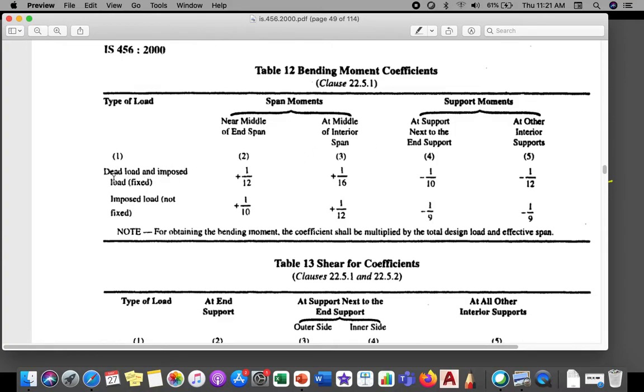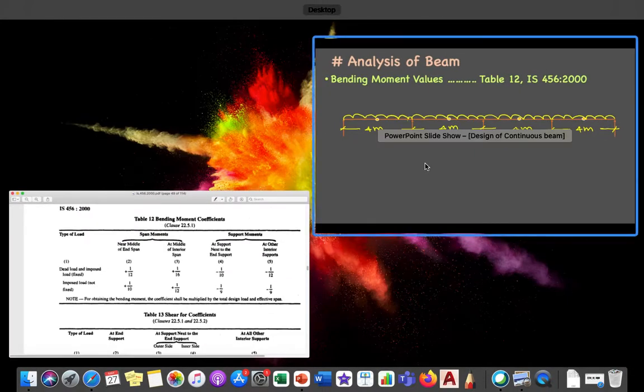We have to consider separately dead load and fixed imposed load, and we have to consider not fixed imposed load. Here you can see near middle of end span and at middle of interior span. So let us first identify the points. Which points do we require? Middle of end span, middle of interior span and over support.